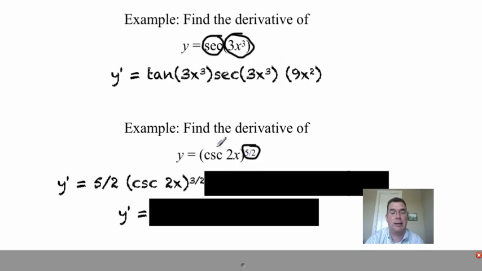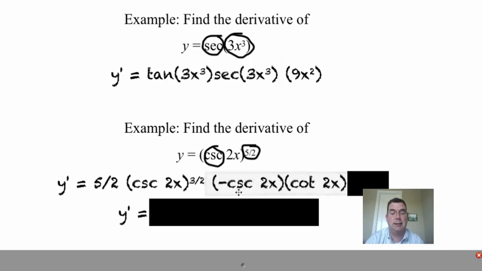Then I've got to focus my attention on the derivative of cosecant. The derivative of cosecant is negative cosecant times cotangent. And again, I will have that argument listed twice. So it is negative cosecant 2x times cotangent 2x. And then finally, I take the derivative of the 2x part, which is just 2.